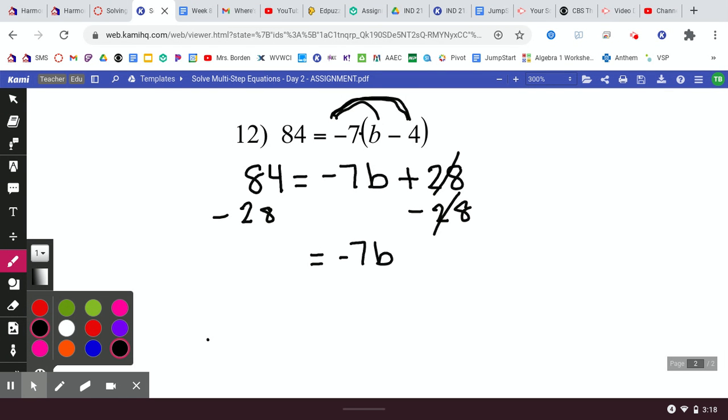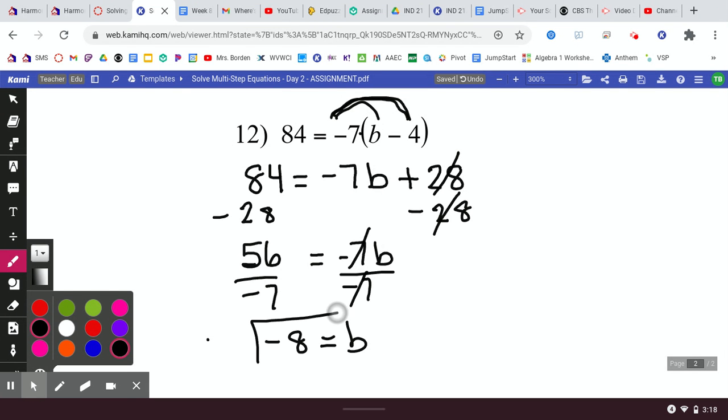-7b, and then 84 minus 28 is 56. And then the last step is to divide -7 and -7, because I have to divide off what's attached to that b. Leaves my b by itself, and then 56, positive 56, divided by -7 is -8.